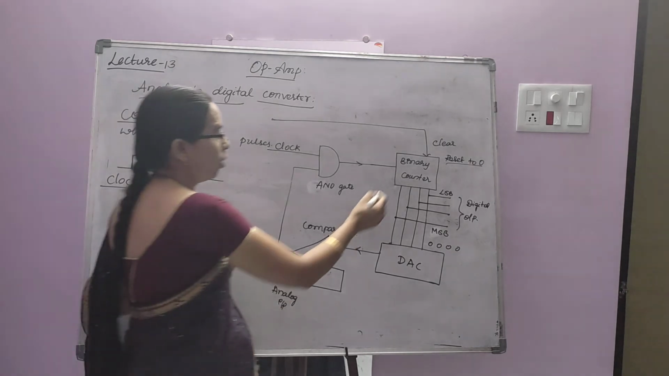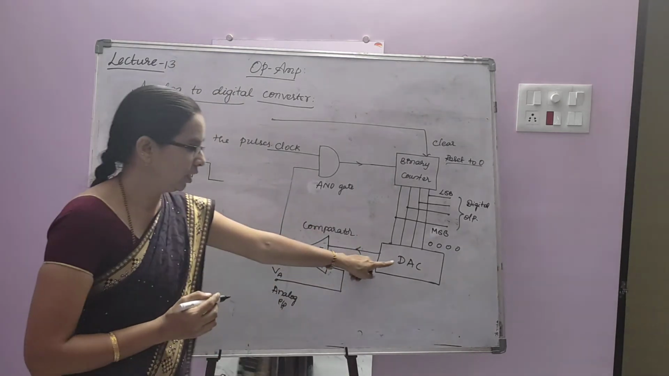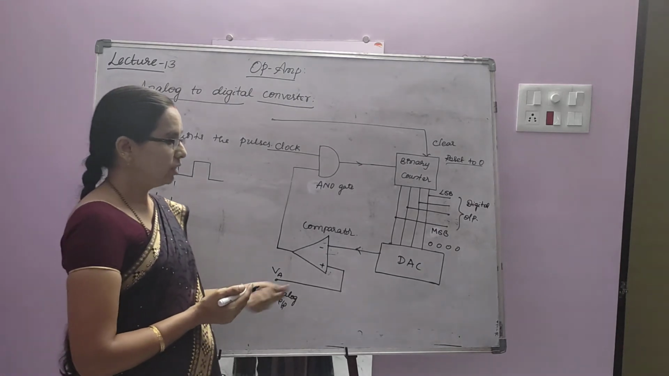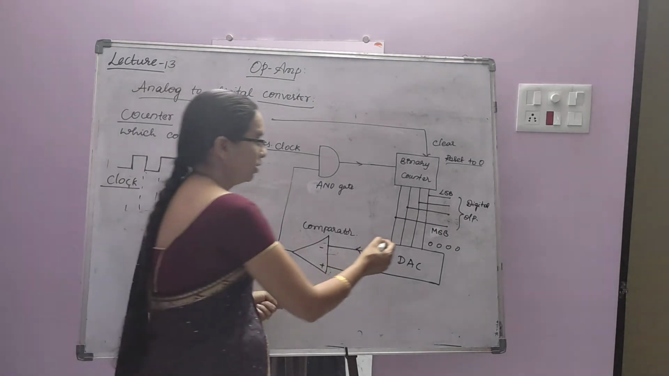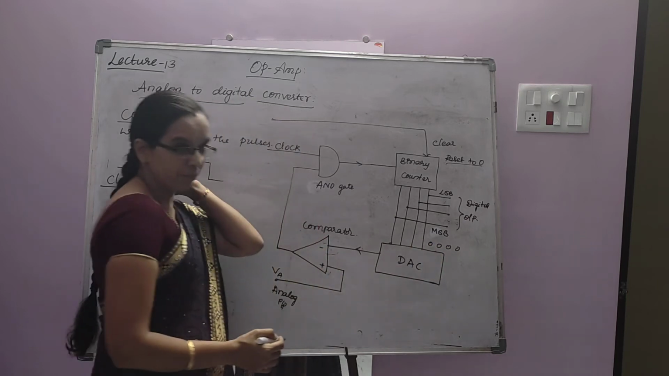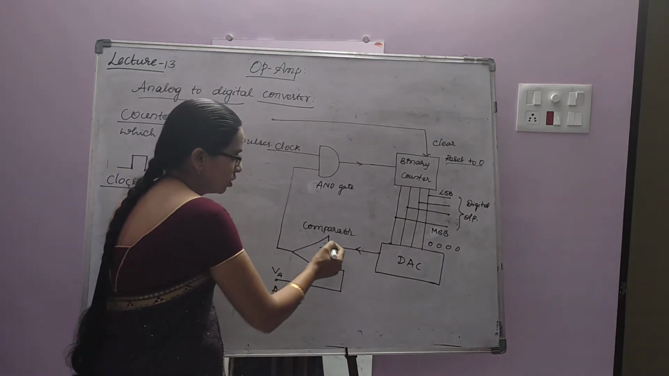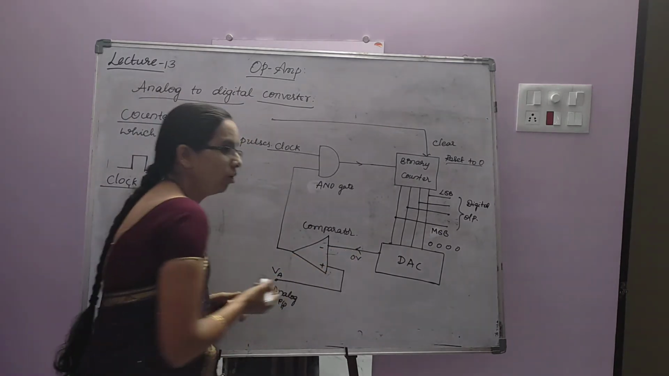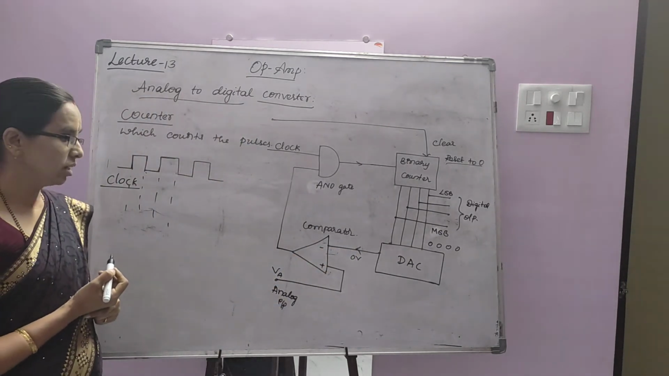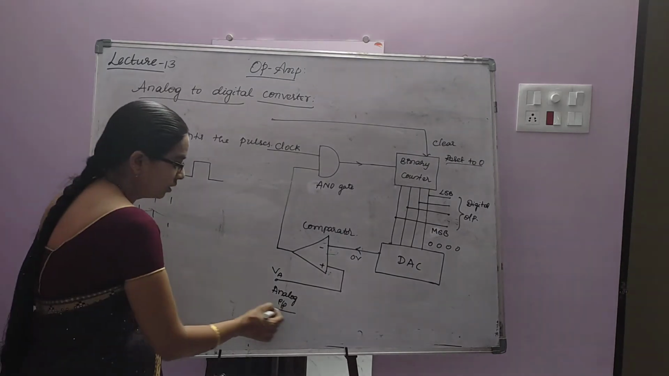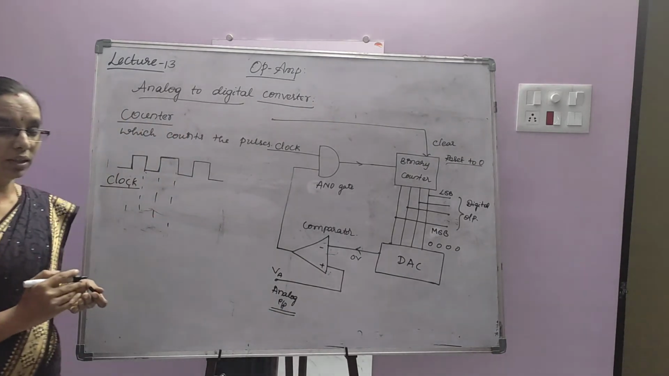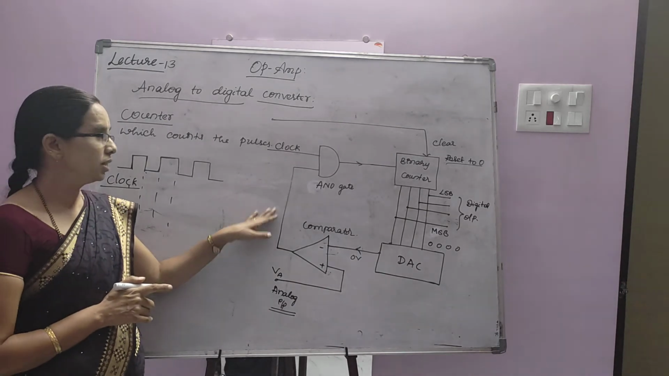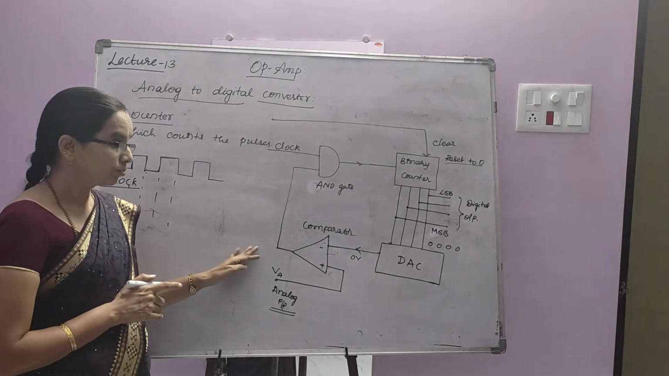That output of the binary counter is given to the input of the digital to analog converter. For the digital to analog converter, the input is 0, 0, 0, 0, so the output will be 0 voltage. And then there is the analog voltage which is to be converted. This is basically an analog to digital converter.